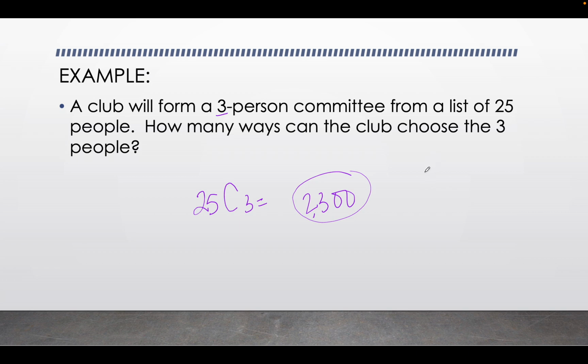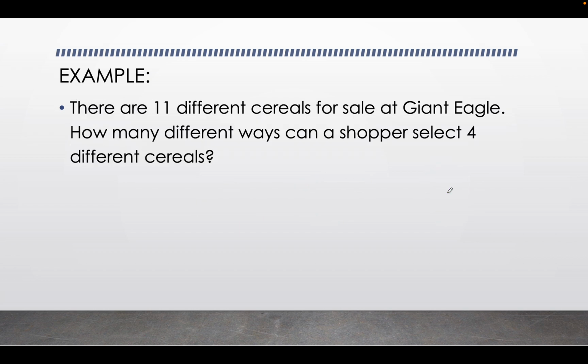That's still a good number of possibilities, but that's 2,300 options for putting those 3 people on the committee. So what we're saying here is if we have Sam, Adrian, and Quinn on the committee, that's the same thing as choosing Adrian, Quinn, then Sam, or Adrian, Sam, then Quinn. So we don't need all of those as a possibility. We just need those 3 people. That counts as 1 possibility.